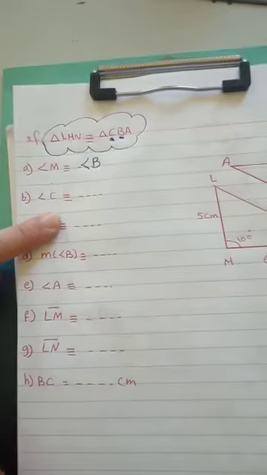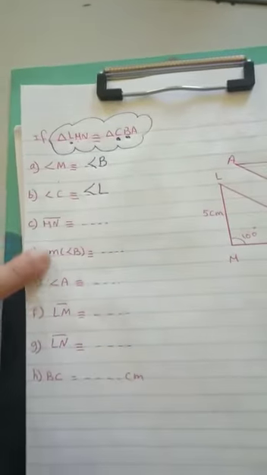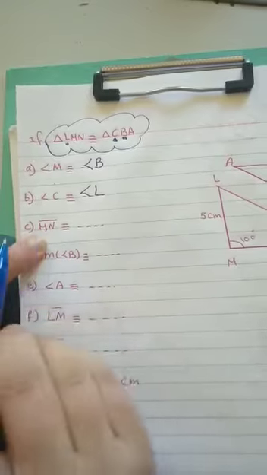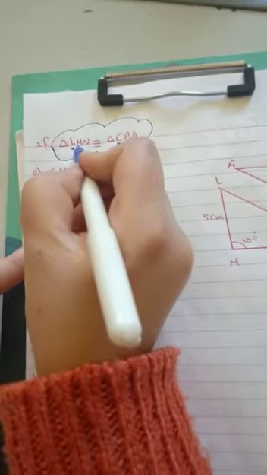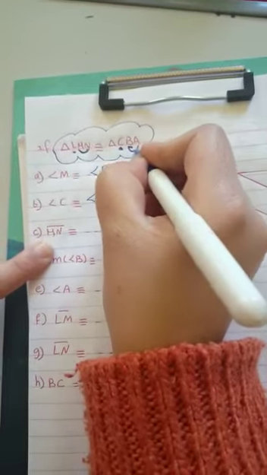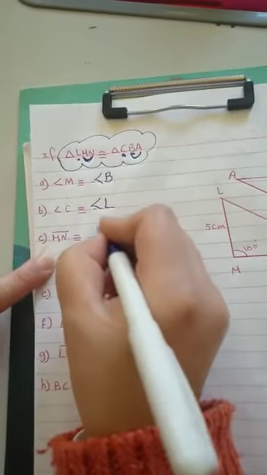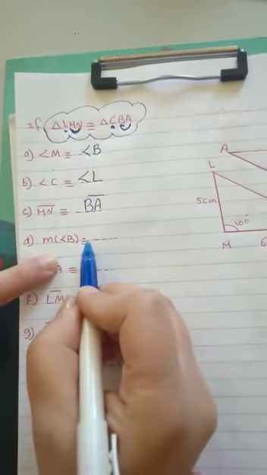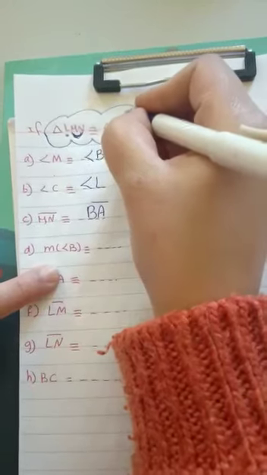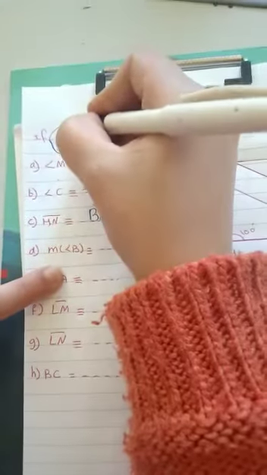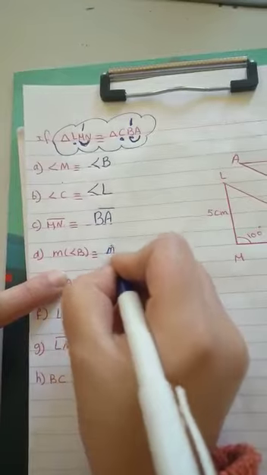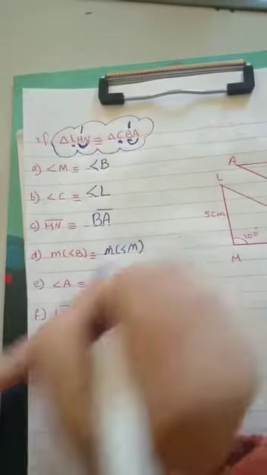Another one, angle C. The corresponding letter is angle L. Okay, the side MN corresponds to what side? Which side is BA? MN corresponds to BA. Okay, measure of angle B. The corresponding letter is M, so it is equal to the measure of angle M.